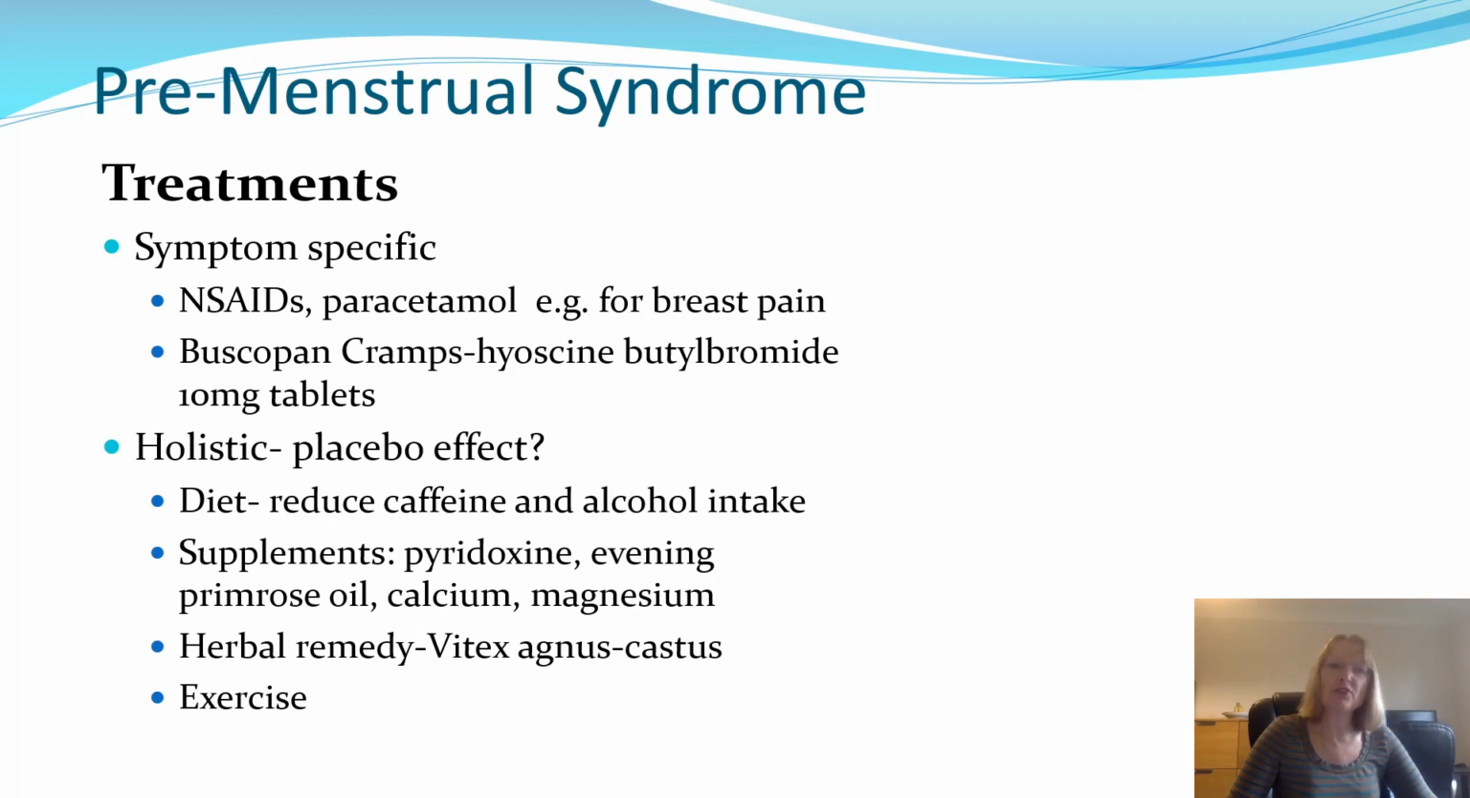So people can change their diet, reducing caffeine and alcohol seems to help, or sometimes having small and regular meals if people are feeling bloated. And then people try other things such as pyridoxine, which is vitamin B6, up to 2 mg a day. They can try evening primrose oil, calcium, magnesium and herbal remedies, and of course exercise always helps by releasing those endorphins. But really the holistic ways to treat, as I say, there's not a great deal of evidence, but people might sometimes want to try them. I might discuss it with you.